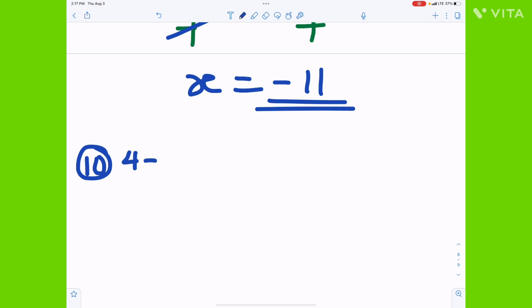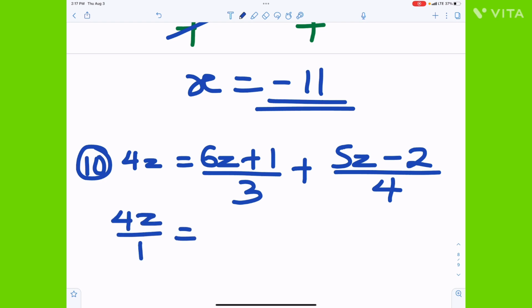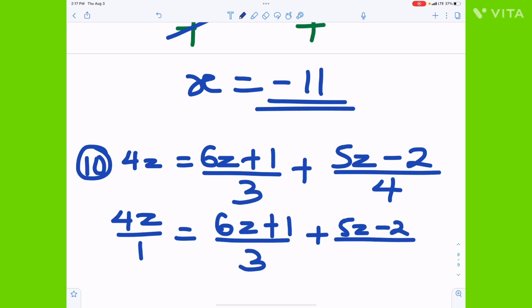Question 10: 4z is equal to (6z plus 1) over 3 plus (5z minus 2) over 4. This can be simplified one after the other. It's 6z plus 1 over 3 plus 5z minus 2 over 4.